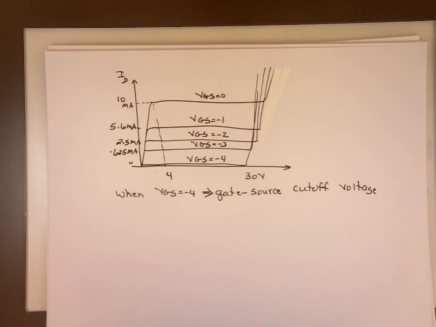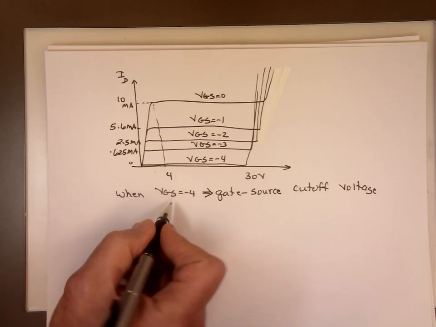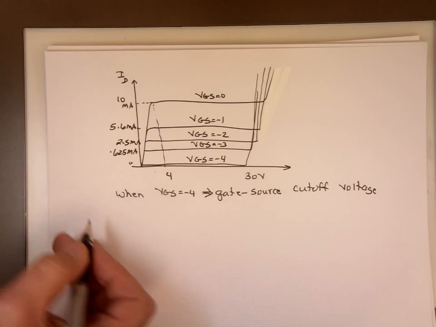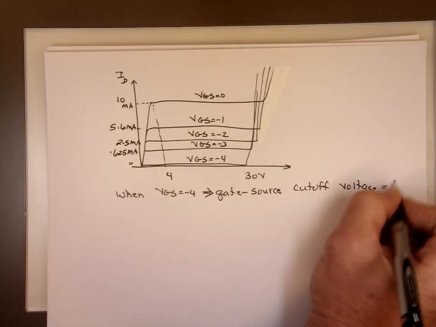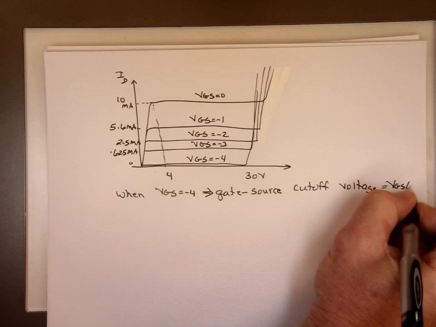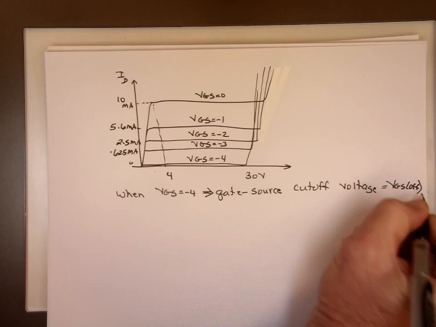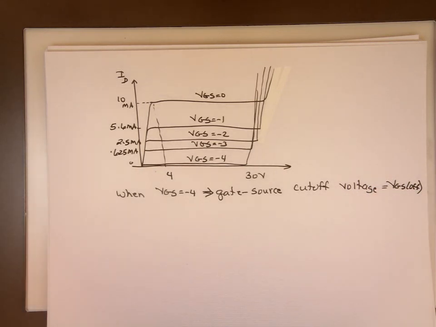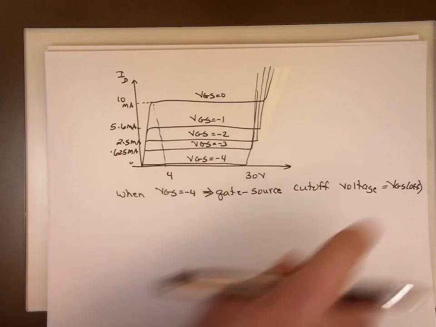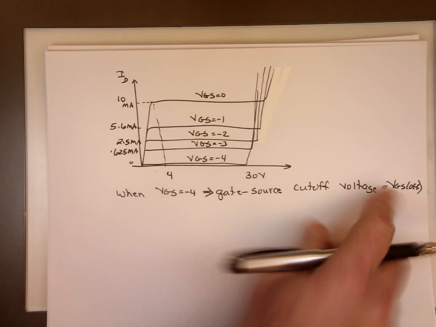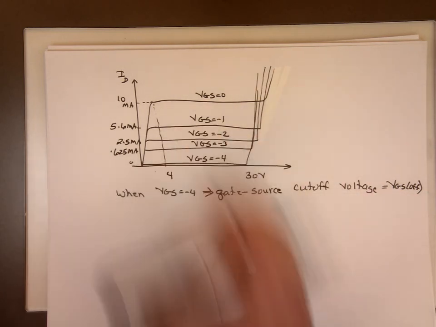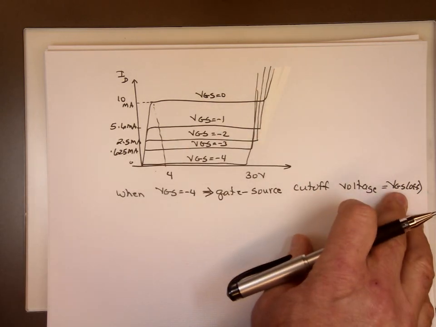And a lot of times we call that voltage, instead of VGS, VGS off. That's the cutoff voltage. So you see the word off at the end of that. You'll see that number also on the data sheet. When you look at the schematic for that JFET, you will see that number listed, VGS off there.